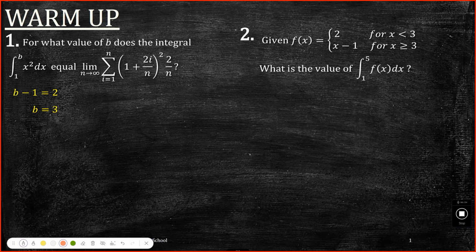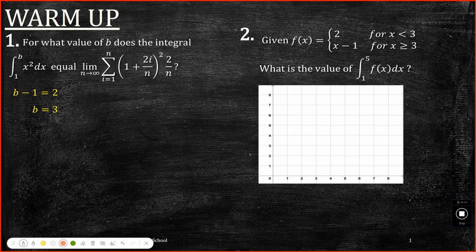What is the value of the integral from 1 to 5 of f of x dx? So it's the area under the curve from 1 to 5. Say you graphed it to find the area under the curve from 1 to 5. F is defined to be equal to 2 for x less than 3. For x less than 3, it will equal a constant.